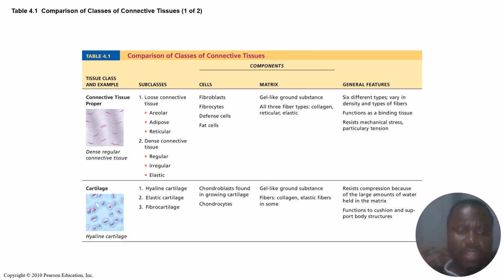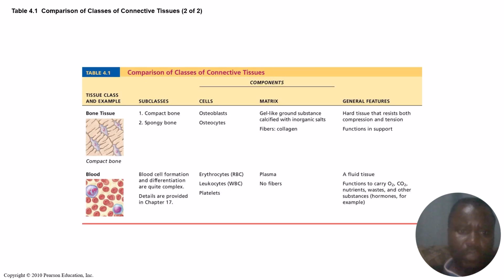We are going to see that the major difference with cartilage is that it contains a lot of water, and if you keep water in a contained space, you can't compress it. So cartilage gives that non-compressive property to the surfaces that it lines and provides cushion. Then we have bone tissue, compact and spongy type. Then we have blood that will form into different subclasses: red blood cells, white blood cells, as well as platelets.